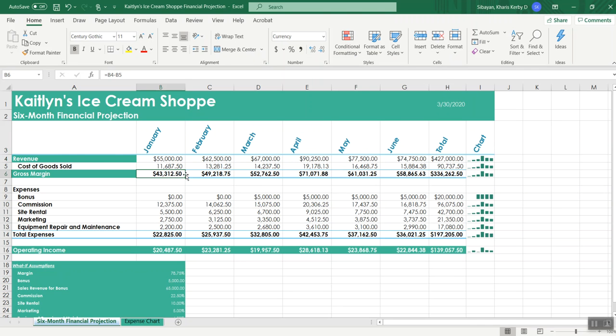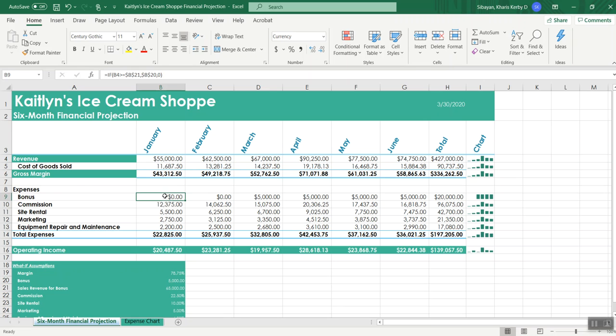This one computes for the gross margin. The formula for the gross margin will be equal sign B4 minus B5. So you are subtracting 11,687.50 from 55,000, resulting in 43,312. And this one will be easier if you autofill everything.